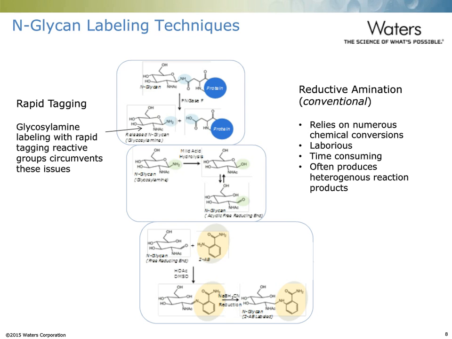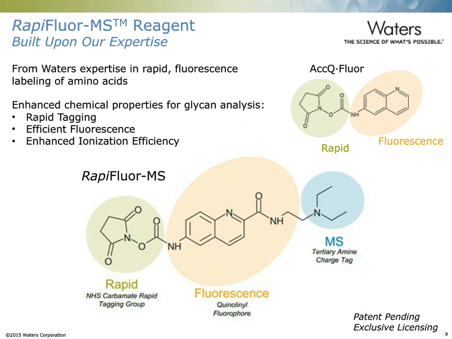On the left, if we took a rapid tagging approach, once the N-glycan is released, we can then go ahead and label it as the glycosylamine by reacting with that amine group on the glycosylamine. How are we going to do that? Well, at Waters, we looked at currently available technology and decided that there really wasn't a really good way to label and analyze the glycosylamine.